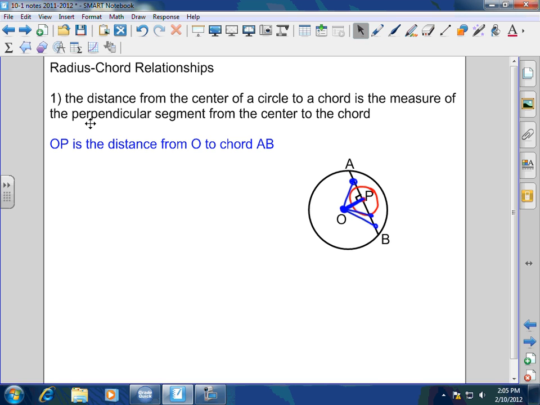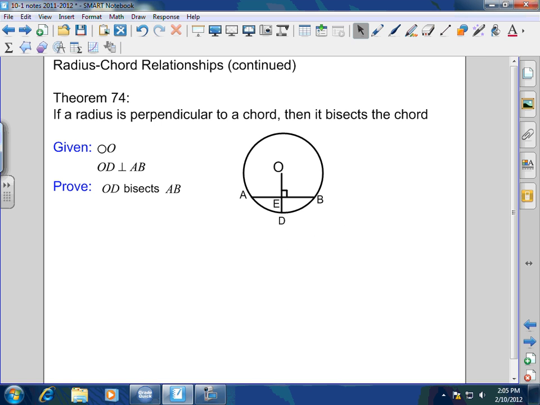Not also the midpoint? No, not necessarily. It is the measure of the perpendicular segment to the chord. And we're going to prove things later, so relax. When it's perpendicular, it is. We're going to prove things, so I'm ignoring your questions. Okay, next. We move on.